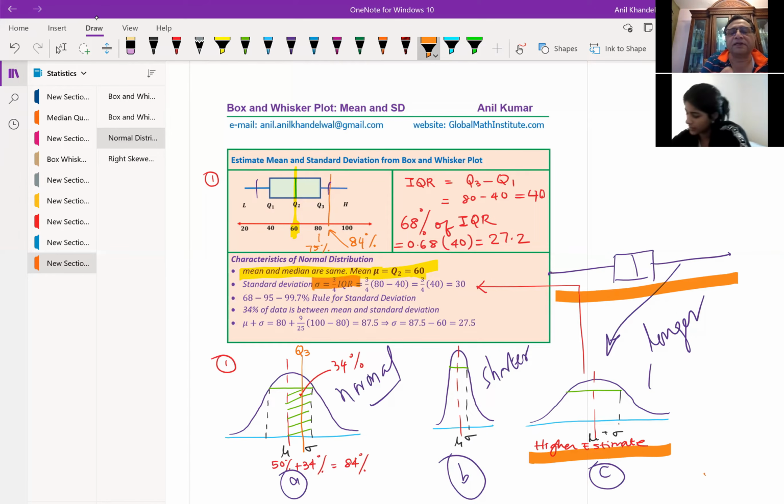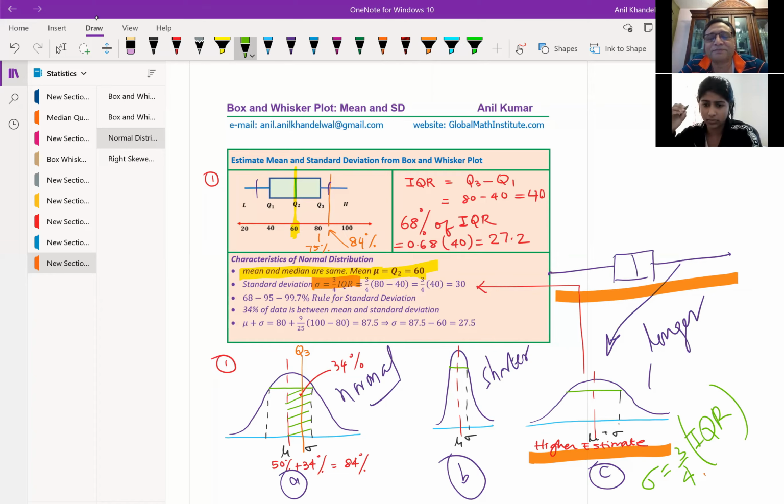More spread out means the standard deviation will be three-fourths of the interquartile range. So in this case, I will say that the standard deviation is 3 by 4 of the interquartile range. You know what the interquartile range is? Q3 minus Q1. You get the idea? Wait, that symbol that you've drawn is the standard deviation, right? Which one? Where it says 3/4 of IQR.